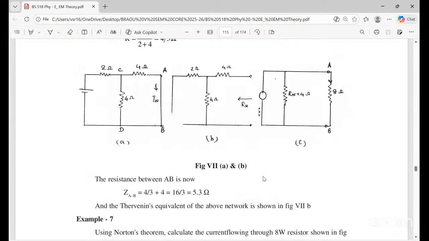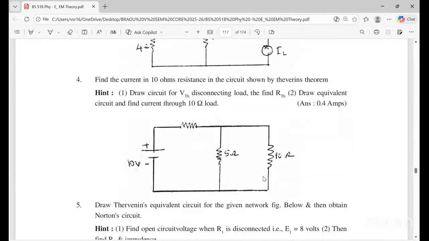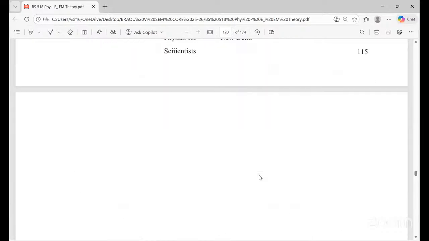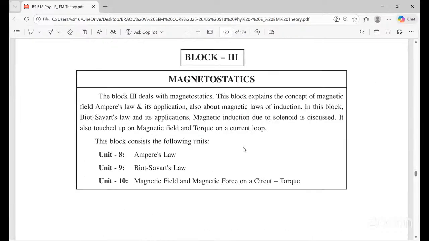Problem questions are also given. Okay, so in the coming class, we will go for magnetostatics. There we can discuss Ampere's law, Biot-Savart's law, and so on. Okay, right. Thank you.